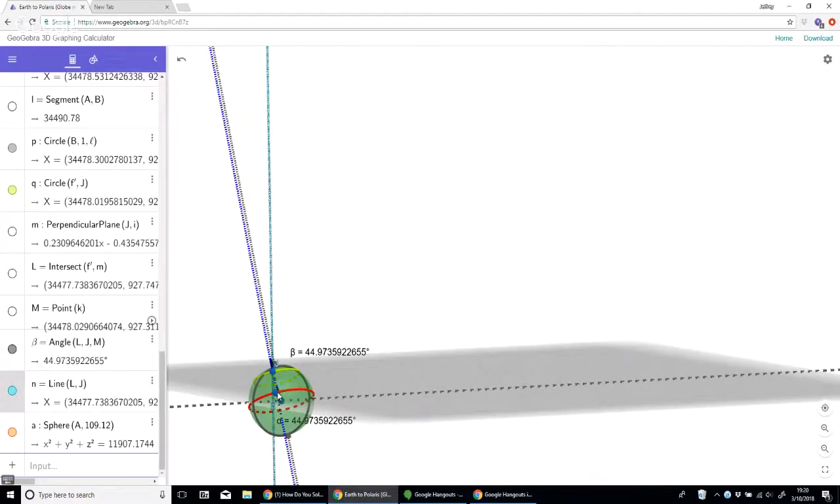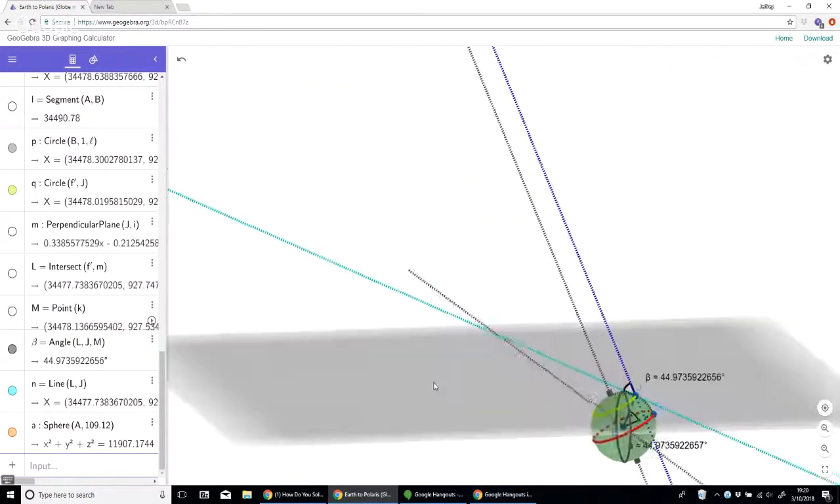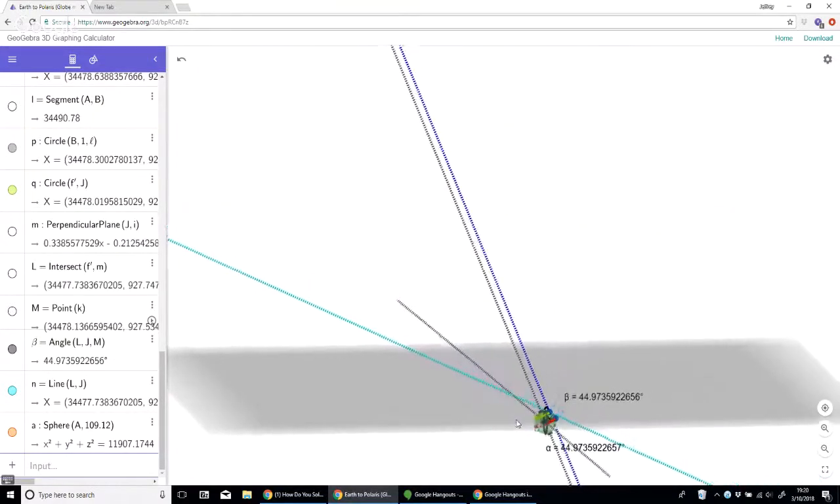He is now on the dark side of the Earth. It looks like he's pretty much at midnight. All right, we have the line working correct.